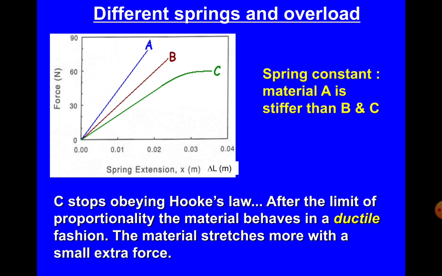That means the material stretches more with a small extra force. Okay, if we compare A with B, then because of the higher gradient, we can say that A is a stiffer spring than B and C. And it's pretty logical because it extends less with adding some loads.